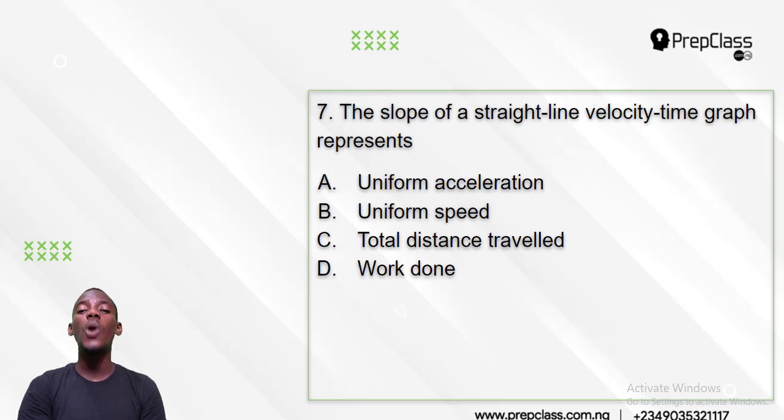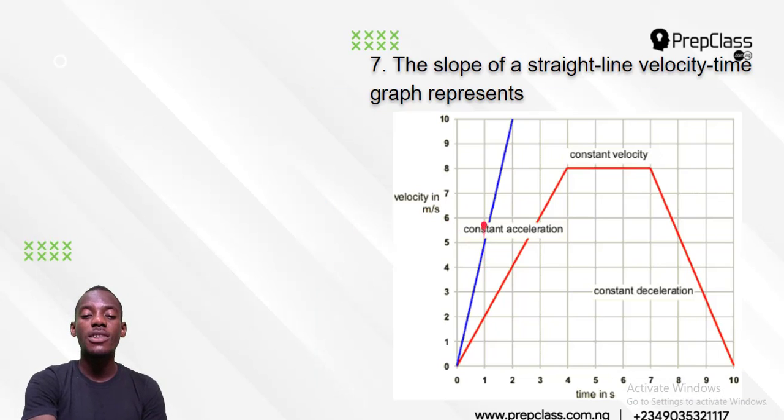Number 7, the slope of a straight line graph represents what? Now, have you ever done a straight line velocity time graph before? Under motion, at the beginning, we were taught something about the velocity time graph. It is a graph that shows the relationship between velocity and time. Now, if you have forgotten, I will remind you. This is the graph.